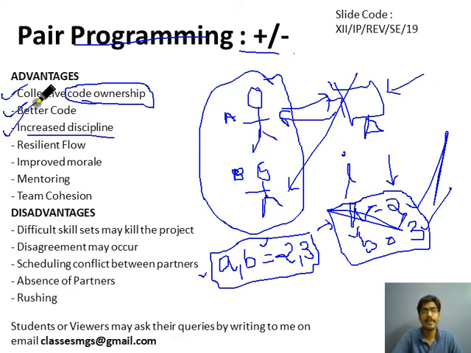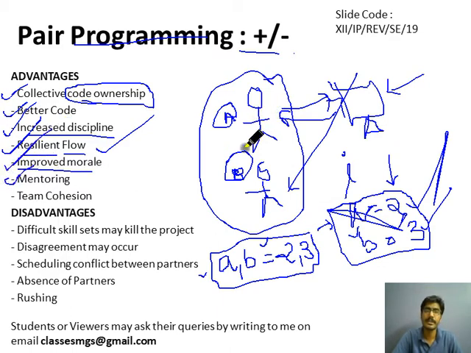Increased discipline means we will get more discipline. Let's suppose he is not working, then he will be working. Resilient flow: let's suppose person A is on leave, then person B can work on that day. On another day, let's suppose person B is on leave, then person A can work. That's why the flow of development will be resilient. It will not be interrupted. The continuous development will progress. Improved morale: both will be motivated for the development. Monitoring and mentoring: if one person is experienced, then he can monitor the new person. And team cohesion: more team involvement would be there in this development.